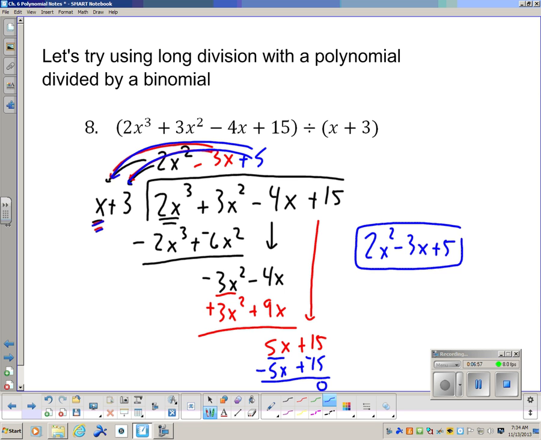They don't always turn out nicely. Sometimes you'll have a remainder. If I had a remainder, let's say if there's a 2 for my remainder, I'd say plus 2 over here and then put it over x plus 3 because that's what you're dividing by.